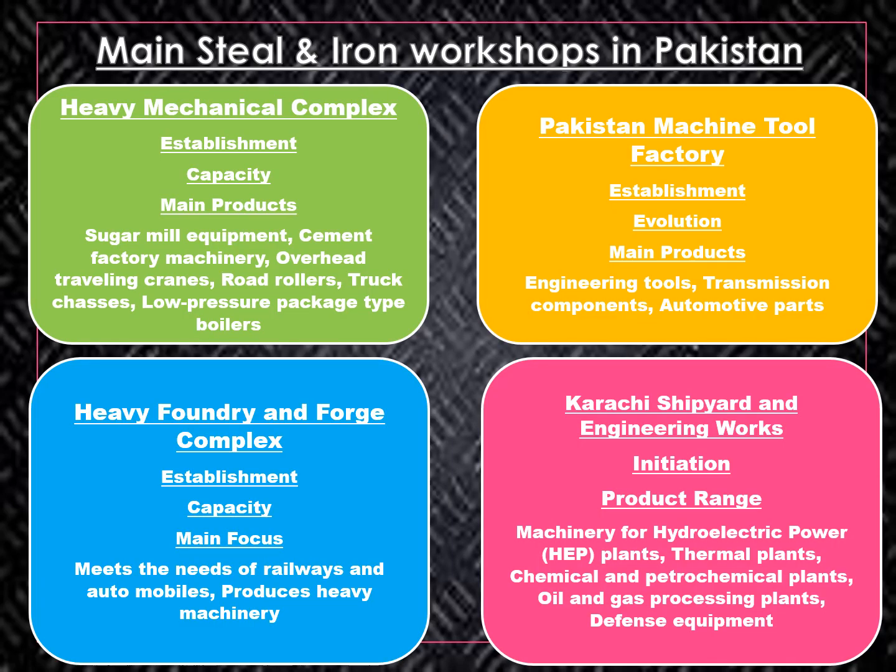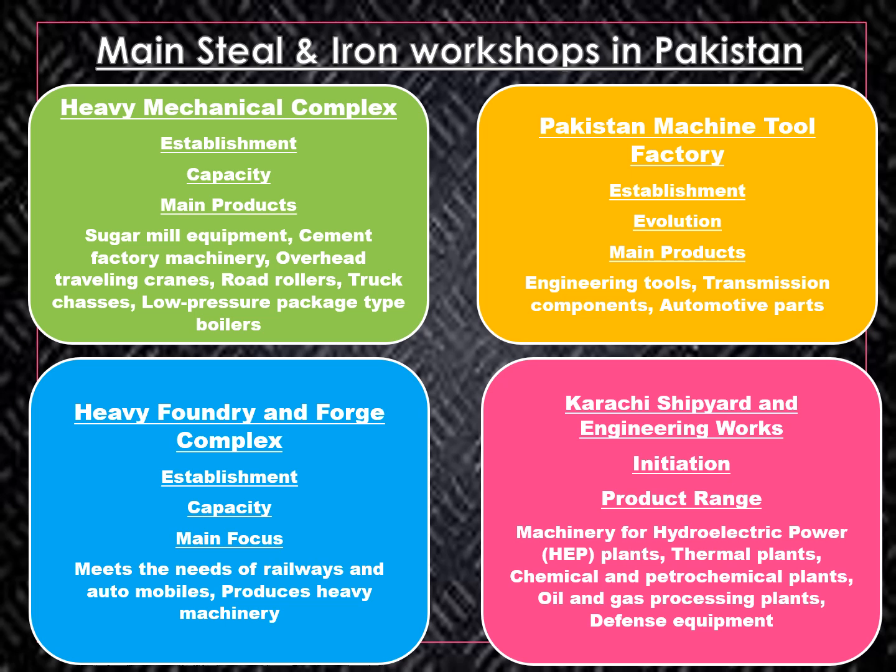So now if we talk about the main iron and steel workshops in Pakistan, we have the Heavy Mechanical Complex. It was founded in 1979 at Taxila with Chinese assistance, and its annual production capacity is about 60,000 tons. The main products are sugar mill equipment, cement factory machinery, overhead traveling cranes, road rollers, truck chassis, low pressure packaged-type boilers, etc.